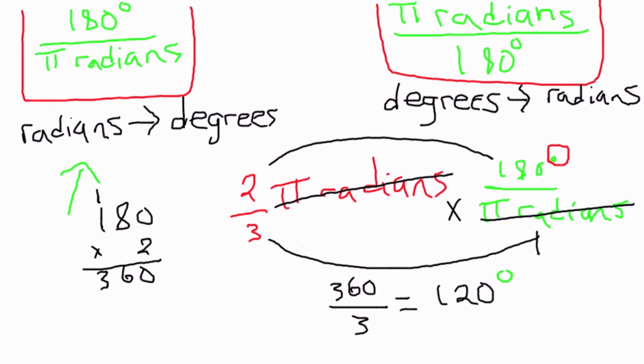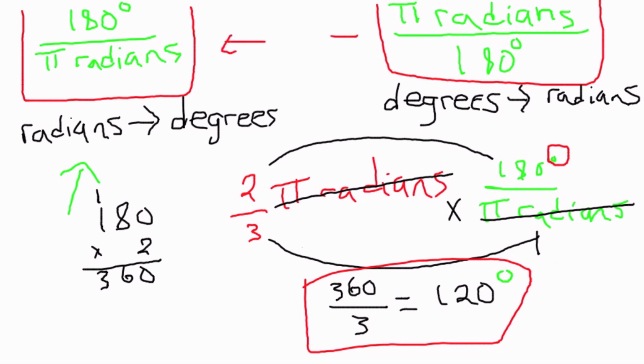So that's simply it. Converting from radians to degrees or from degrees to radians, you just use one of the two conversion factors, here and here.